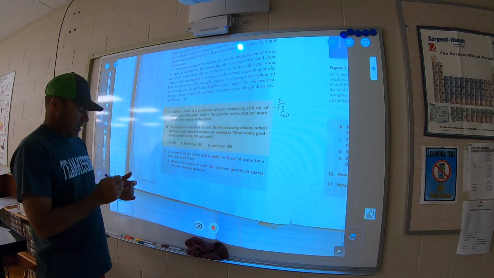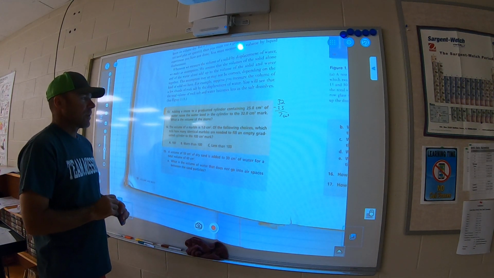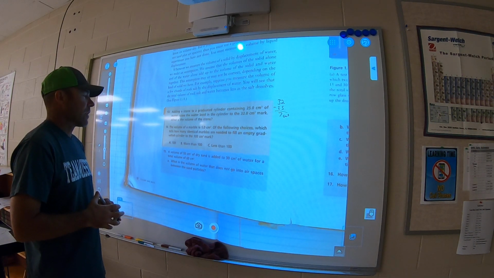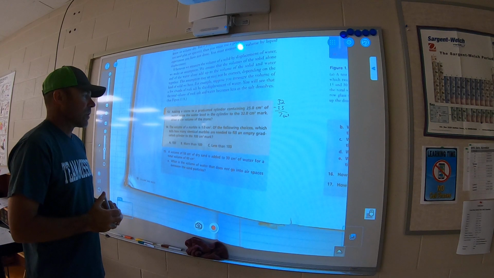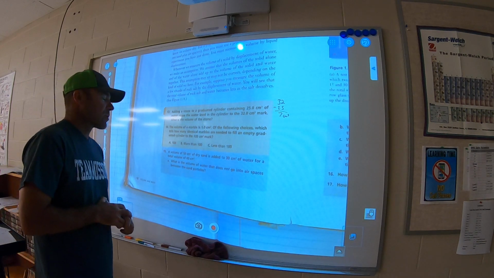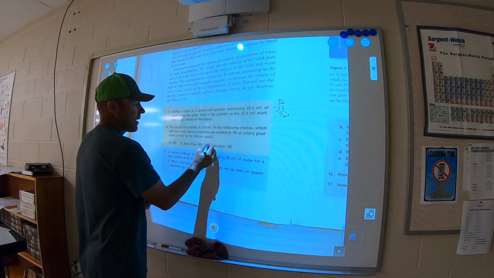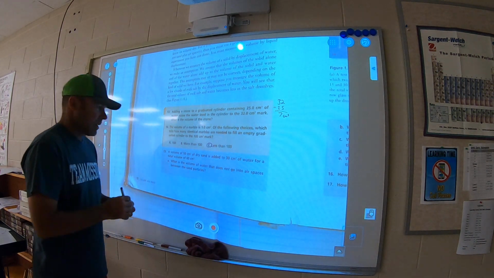Number 14, the volume of a marble is 1 cubic centimeter. Of the following choices, which tells how many identical marbles are needed to fill an empty graduated cylinder to the 100 cubic centimeter mark? Well, because of the airspace in between the marbles, it's going to take up some of that area, so it's going to be C, less than 100.